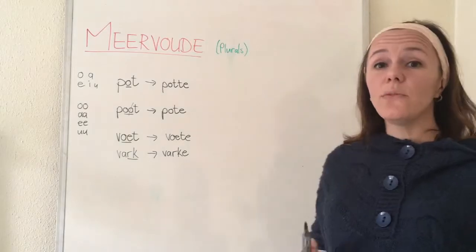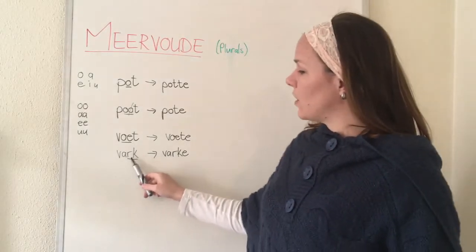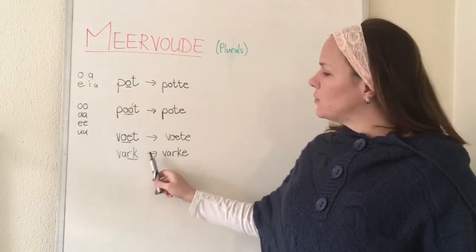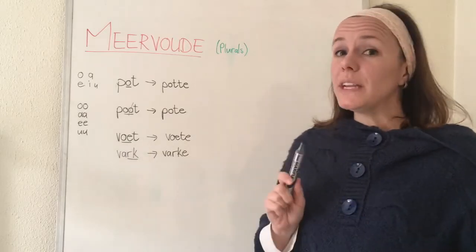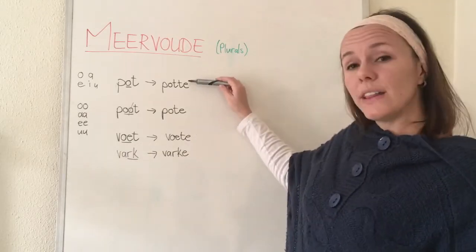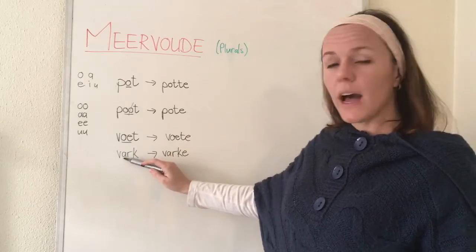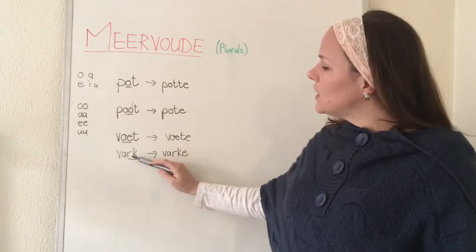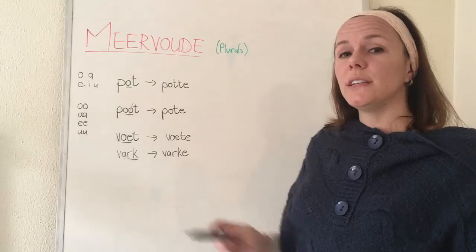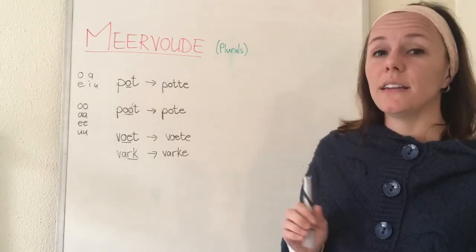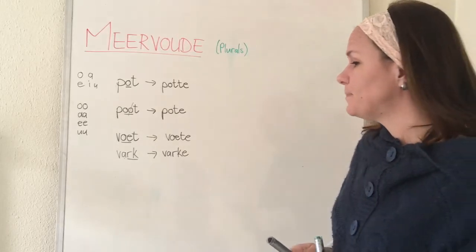You must look carefully for words that end with 2 consonants. When you see this word vark, you will be very tempted to apply this rule at the top because it's a single vowel over there. But because it's followed by 2 consonants and not just 1, it's a different rule that applies.